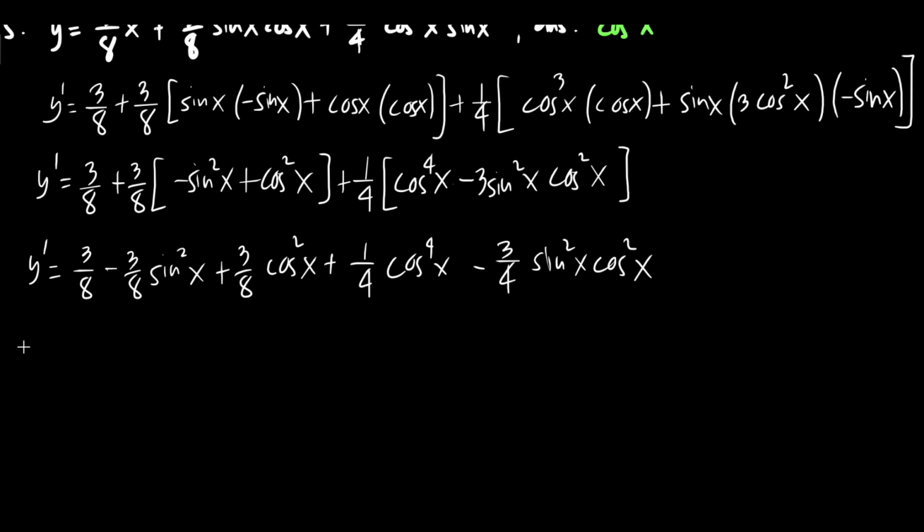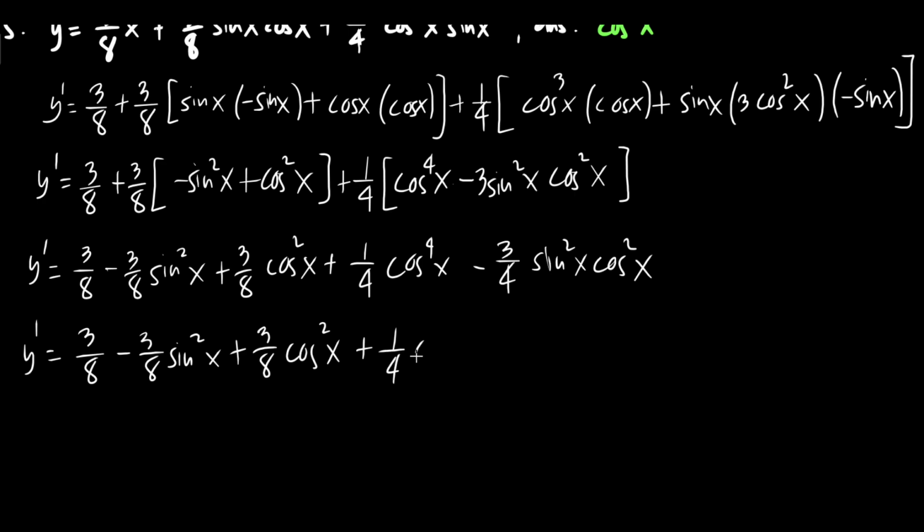Again, we will simplify further. So just copy. So 38 minus 38 sine squared x plus 38 cosine squared x plus 1/4 cosine of 4x minus 3/4.